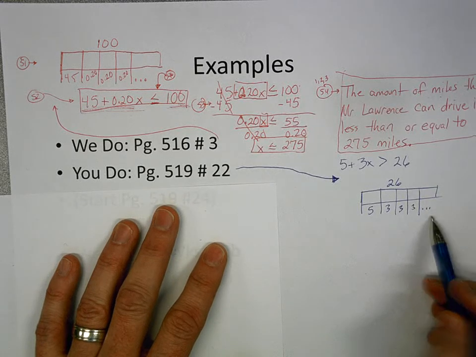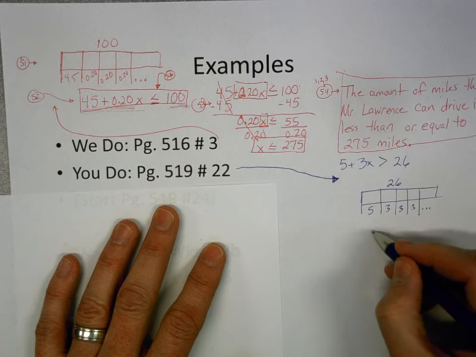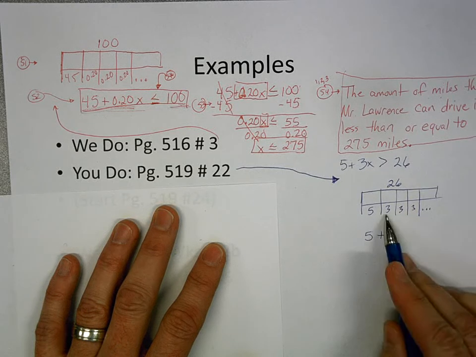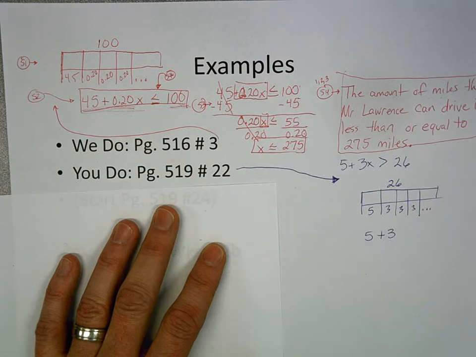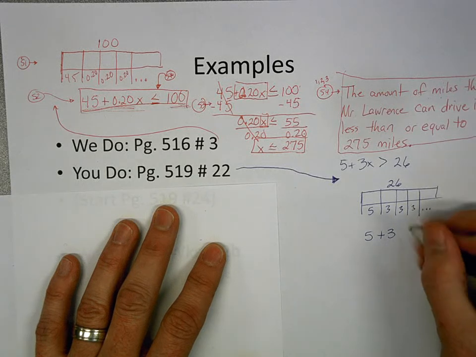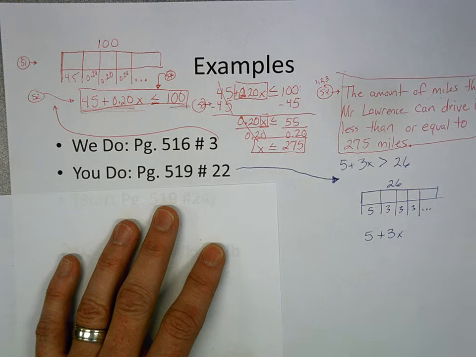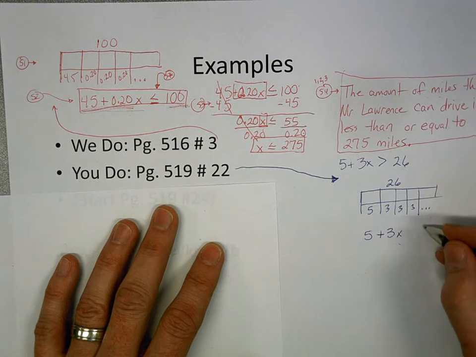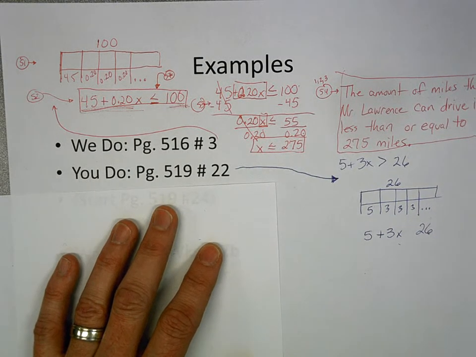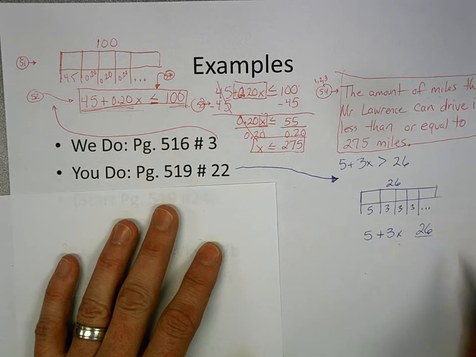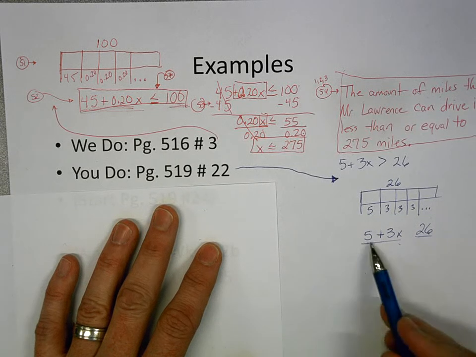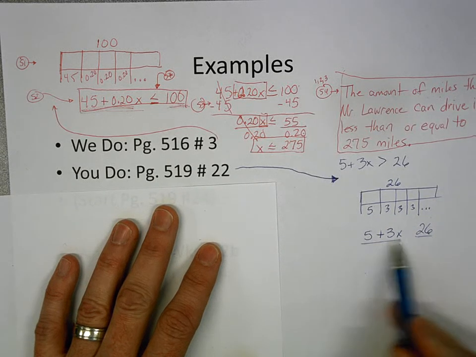So to write this, it's our flat fee plus our $3 an hour times however many hours she has to work. We don't know. We can write H for hours, X for hours, it doesn't matter. This is being compared to 26. Now remember what we talked about earlier. This is the total, this is what it's being compared to, but this is what we're really looking at.